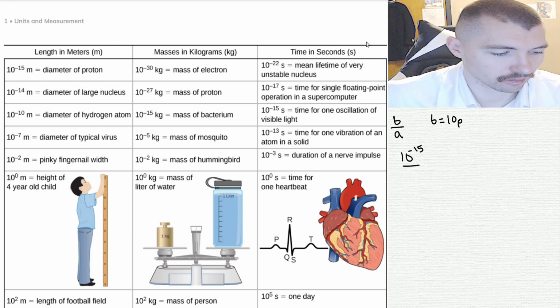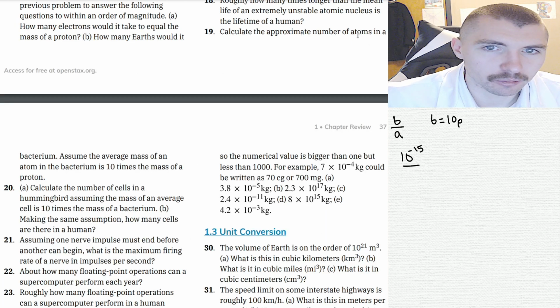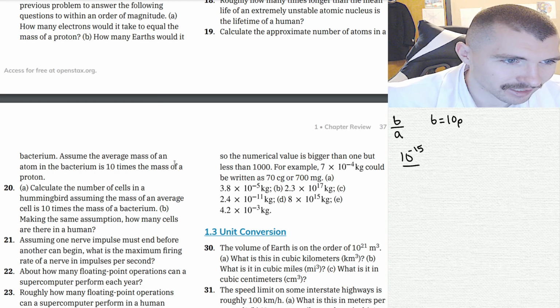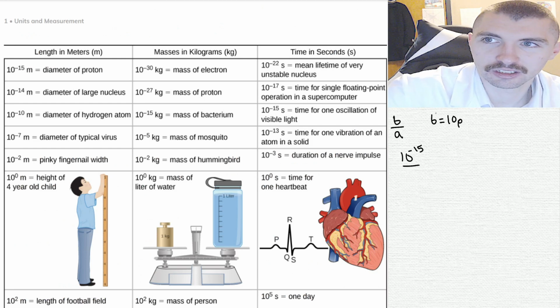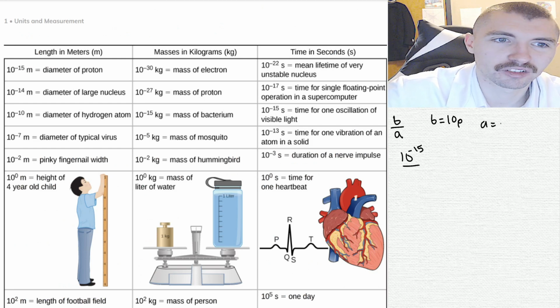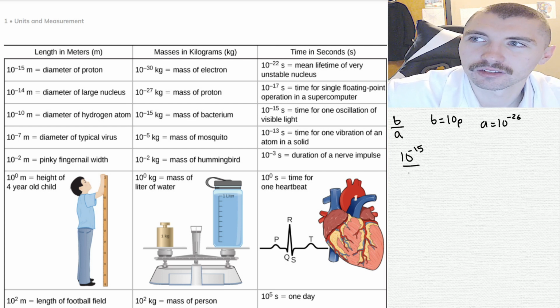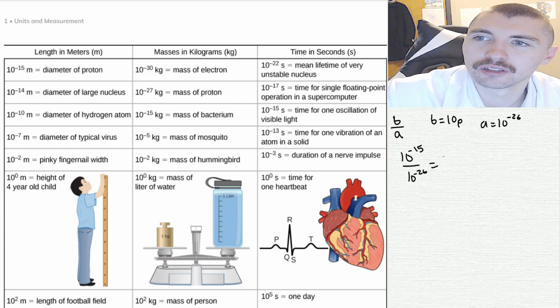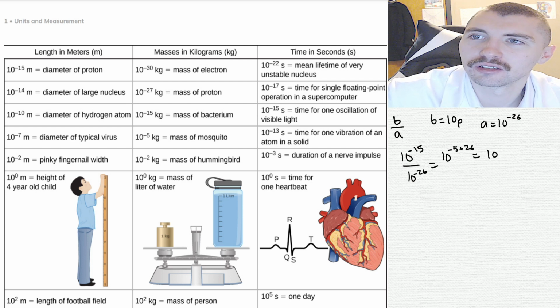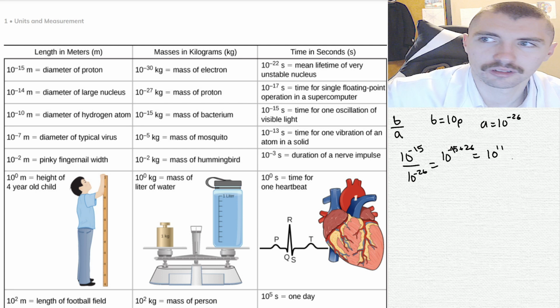They don't give us the number of atoms. The average mass of an atom in bacteria is 10 times the mass of a proton. So maybe we just use 10 to the negative 26. That is 10 to the negative 15 minus negative 26, that is 10 to the 11 atoms.